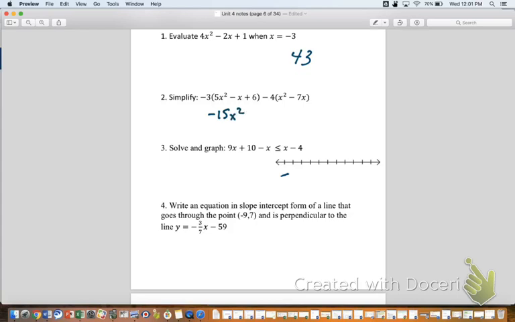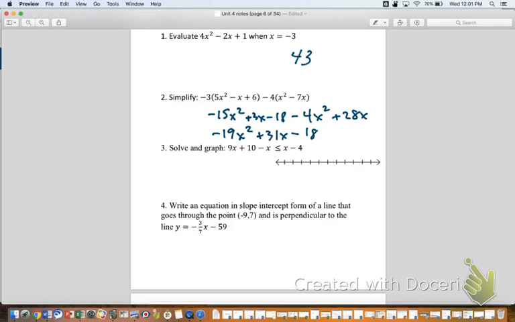Number two, I think, would be negative 15x squared plus... Oops. Negative 15x squared plus 3x minus 18 minus 4x squared plus 28x. So I'm coming up with negative 19x squared plus 31x minus 18.